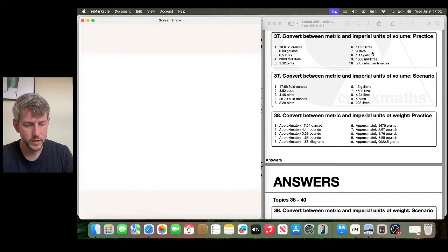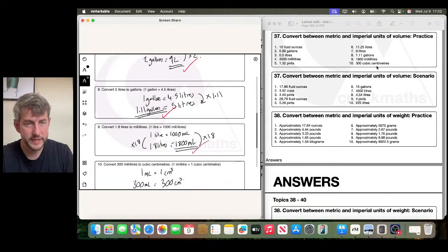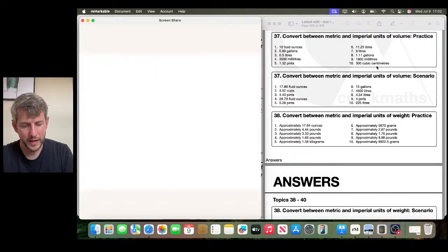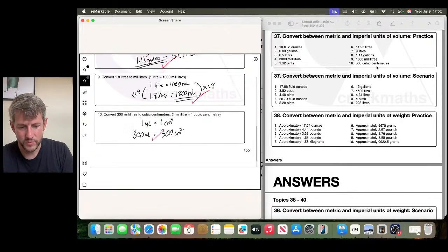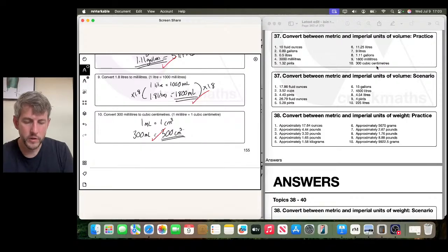And then 1,800 millilitres, that's right as well. And 300 millilitres, that's right as well. I just forgot, it's 300 cubic centimetres. Yeah, there we go.